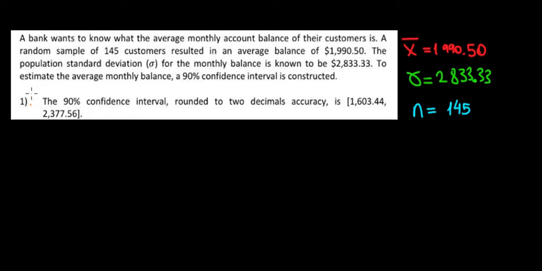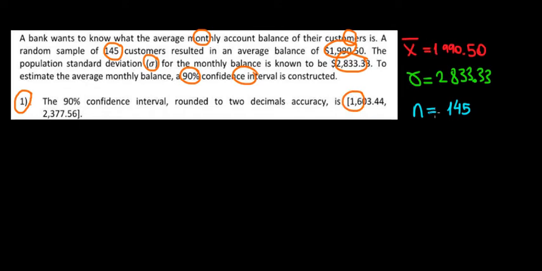Let's look at question 1 in this video. So we have here a bank who wants to know the average monthly account balance of their customers. Now, a random sample of 145 customers gives us an average balance of $1,990.5. The population standard deviation for this distribution is $2,833.3. We want to calculate a 90% confidence interval for the population mean. Now, that interval is going to be the following, true or false.